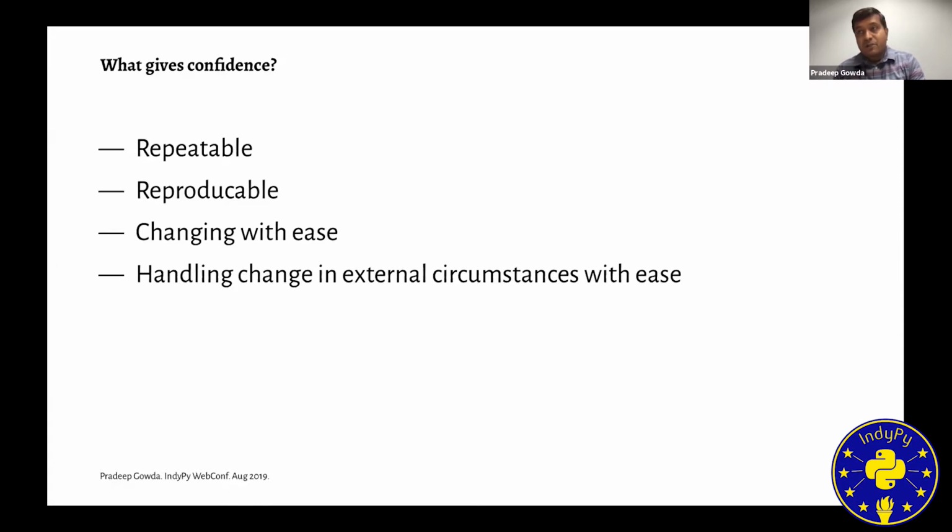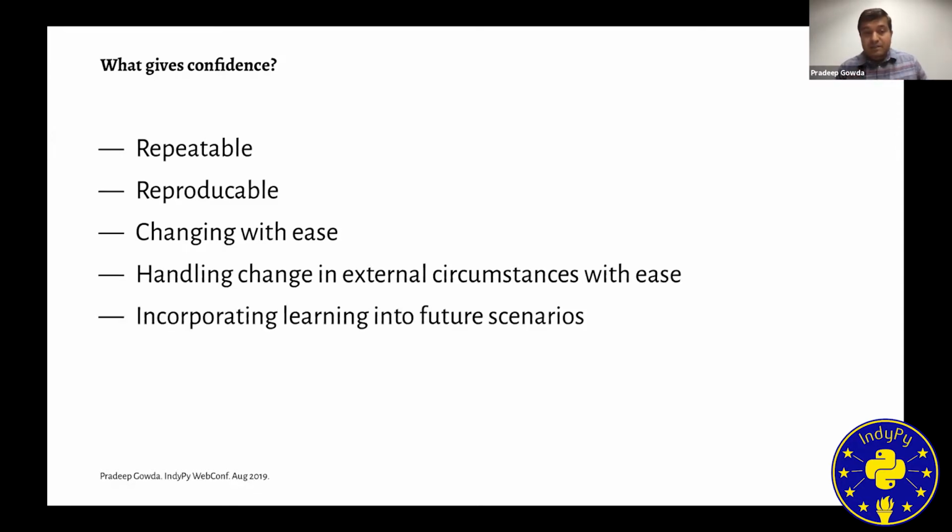And of course, things change around us: an AWS outage, a service outage, library upgrades, third-party library upgrades. How do you handle all those things? Being able to handle all this with ease and predictability is what gives us confidence. And incorporating all the things that we learned into future scenarios, so that we are not caught short and not surprised that often, is a great thing. So that's what confidence means to me in this context.